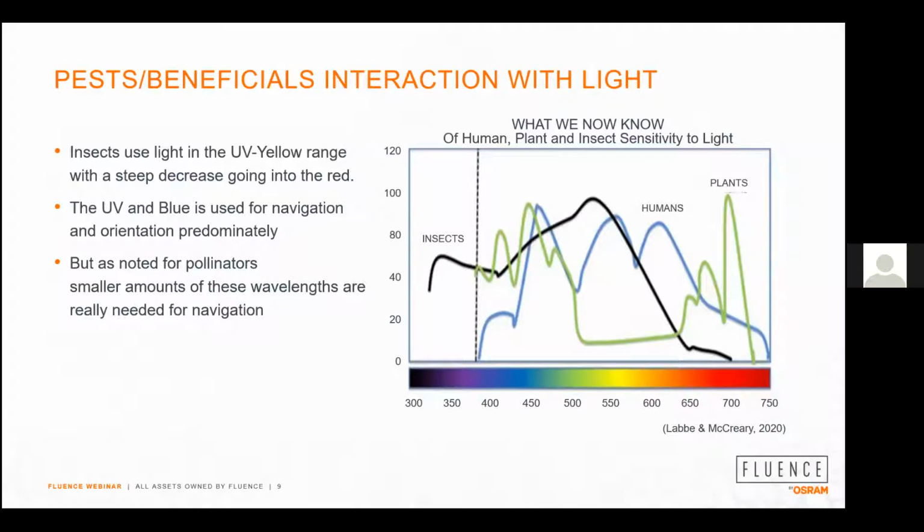The pests and beneficials seem very similar to pollinators as far as I know, so there are no major differences there. They're going to be focusing in on that UV to yellow range, and then UV and blue are used for navigation and orientation predominantly. Also, as with pollinators, you have to make sure they have enough of these certain wavelengths needed for navigation. So when we talk about UV, if you have heavy UV filters, having blue light in your spectrum can also help alleviate that issue, but just make a note of it when looking at your greenhouse.